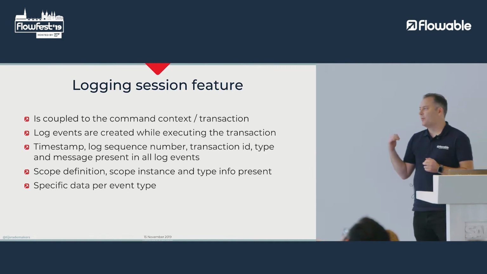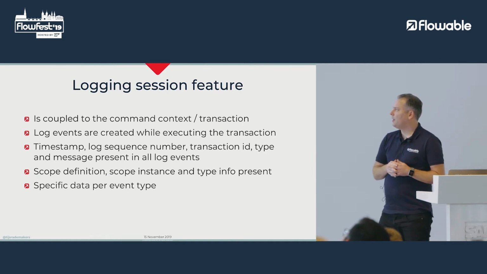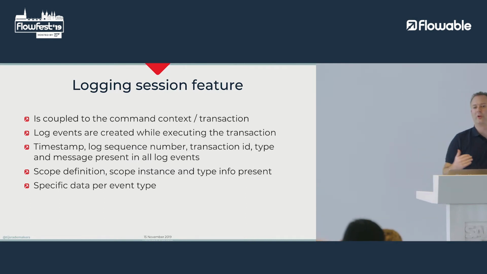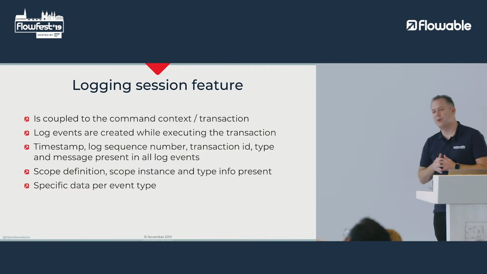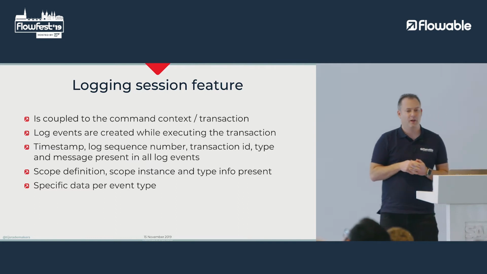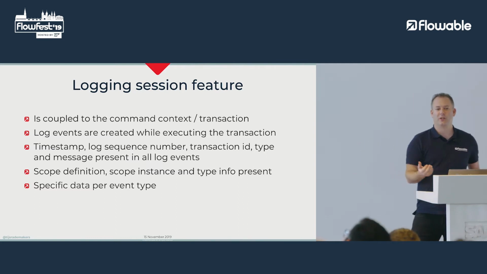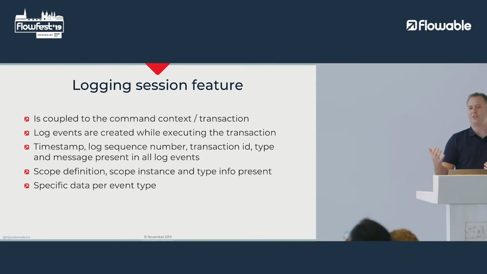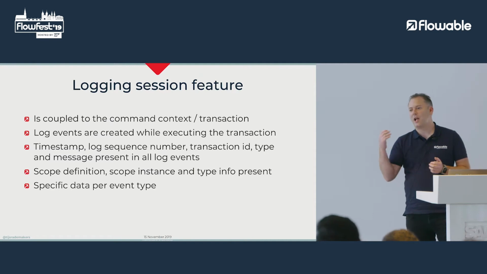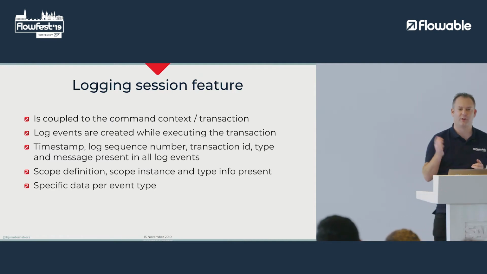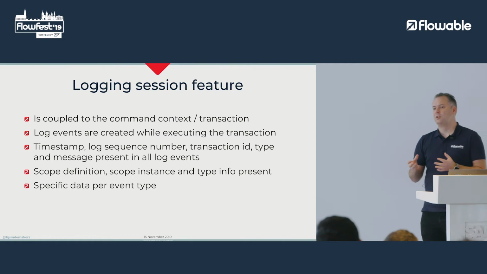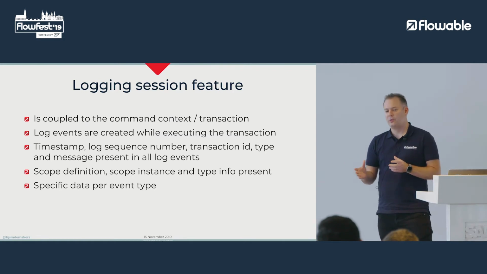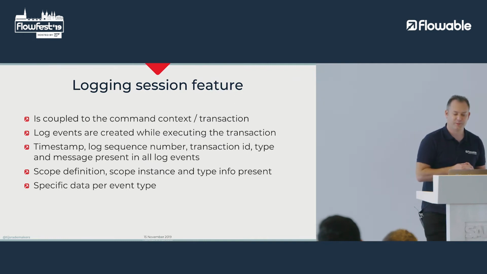And we store generic information like the timestamp. We have a log sequence, so you have a nice ordering just from 1 to whatever number there is. Transaction identifier, so you can uniquely identify this transaction. A type, an event type, set variable, executed, activity behavior, whatever. And a message, just some informational message that helps a bit to read the event that has happened.